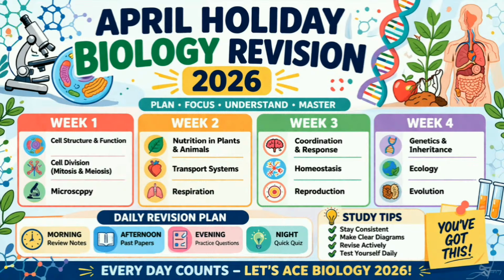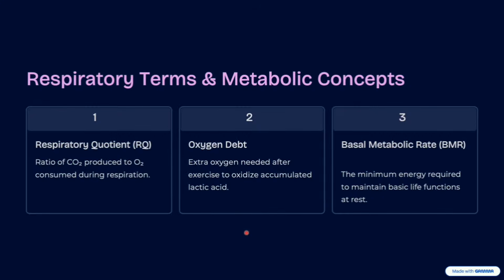We want to look at the meaning of the following terms: respiratory quotient, oxygen debt, then basal metabolic rate. So the first one, respiratory quotient, or RQ, of course, in an exam, you have to write the formula. Whenever you're asked to calculate, you write the name in full, a respiratory quotient, but not RQ.